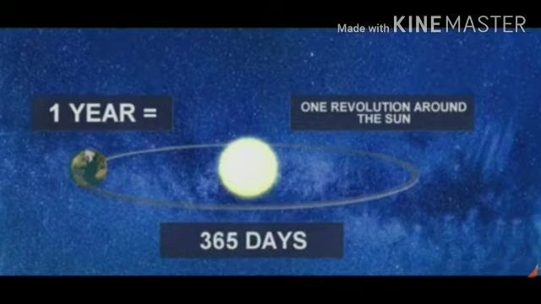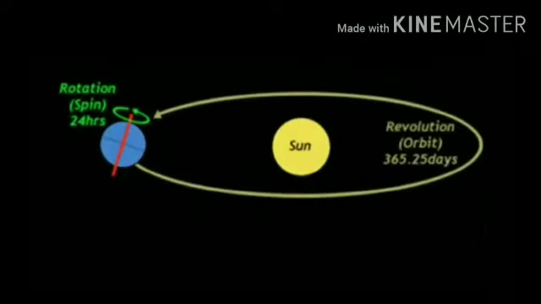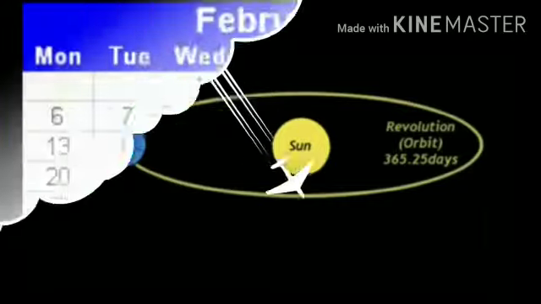You can see in the picture, the next picture is shown to you. 1 year is equal to 1 revolution around the Sun. That is 365 days in a normal year. The next picture is also showing the same thing. Revolution orbit 365.25 days. The Sun is in the center and on the left hand side the Earth is rotating, spinning, and it is also revolving. It is doing both things.